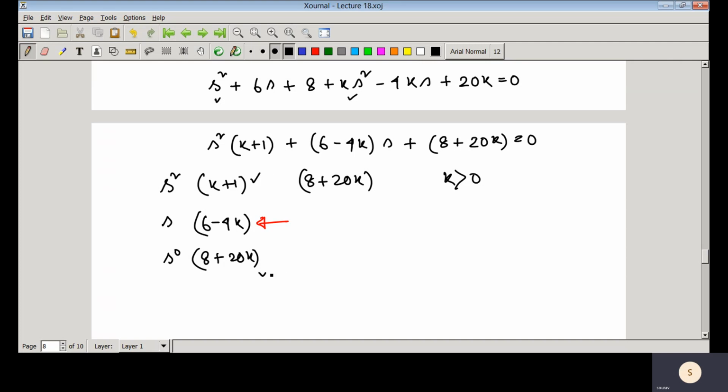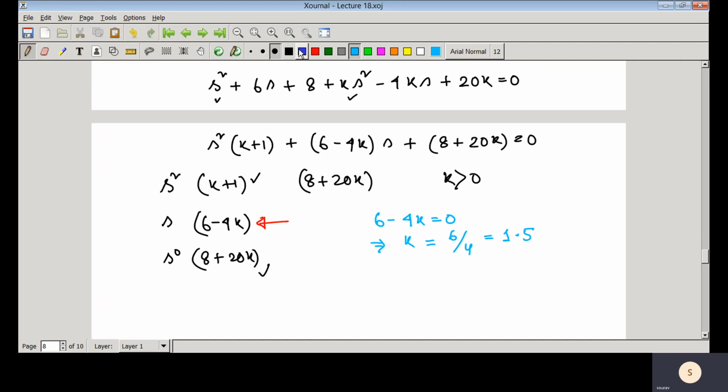So this term is positive, this term is positive. So at what value of k would this particular row be equal to 0? You can see that 6 minus 4k equals 0. So k would be equal to 6 by 4, that is 1.5.